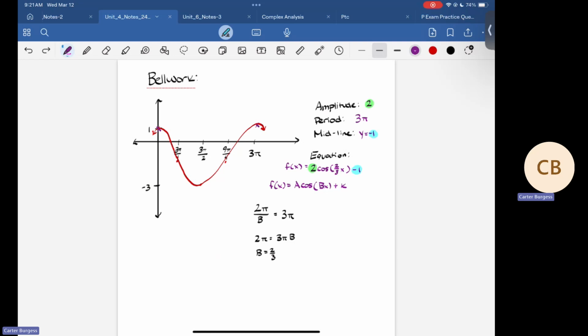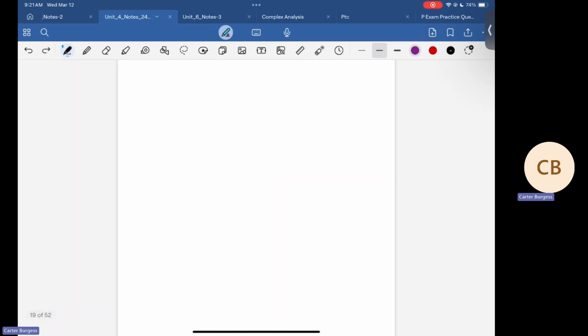Okay, let's take a look at, I am in the 6-1 notes that I handed out. We did example 1. Let's try example 2 here. Exact same thing. Again, ignore frequency. We don't care about frequency. Let's just focus on period, midline, amplitude, as well as the equation for example 2 here.